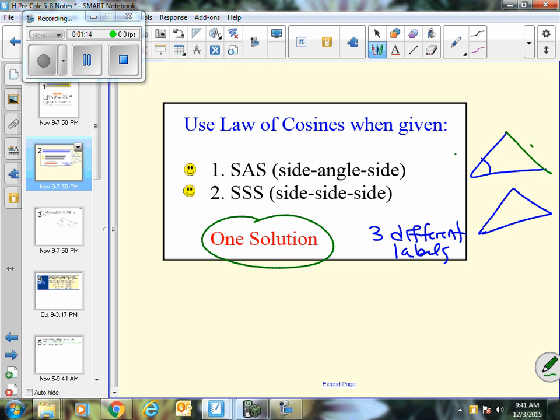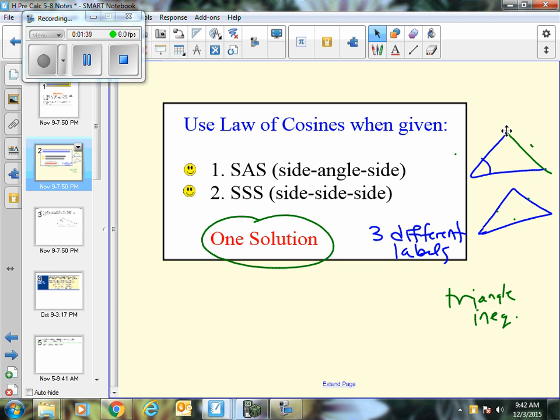For the second one, for side, side, side, if you have three numbers that actually work to form a triangle, if you remember back in geometry, you talked about something called the triangle inequality. If you add two sides, it always has to be greater than the third to be able to make a triangle. Then you're only going to have one solution. There's only one way to draw this. You can't draw it in different ways.